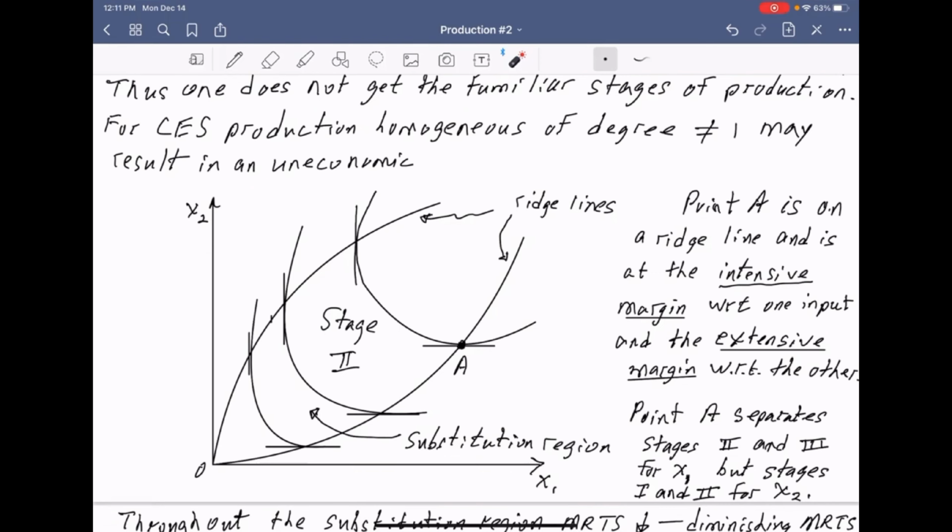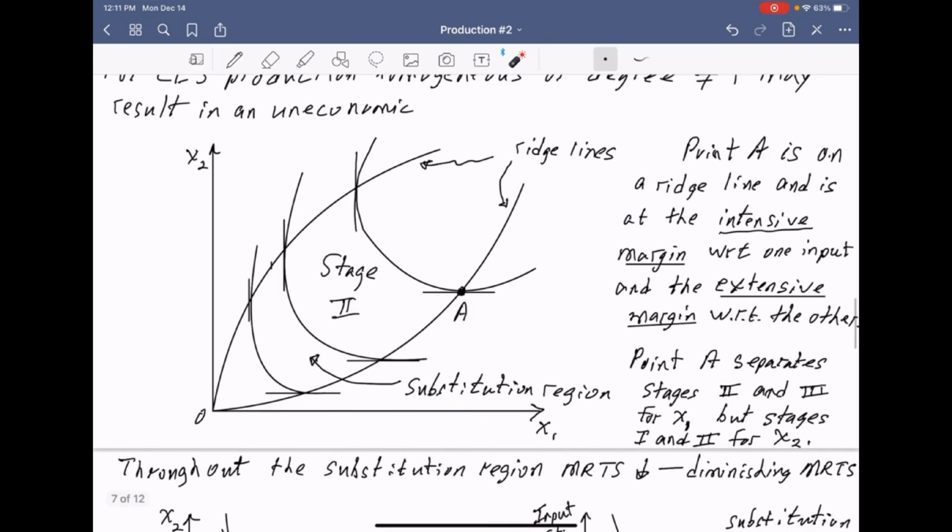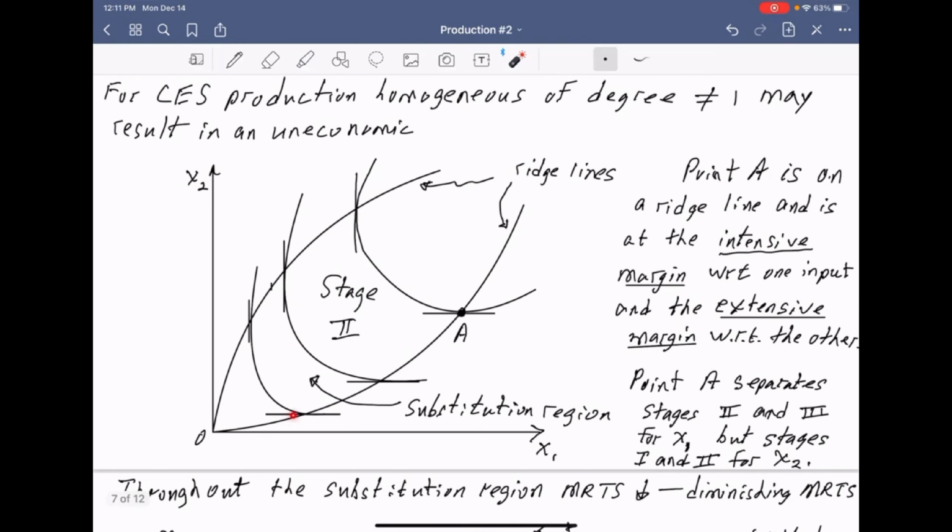And if you look at this particular diagram, we see these ridge lines here and here, where the slope of an isoquant is vertical at this point, and it's horizontal at this point. So you never produce in these areas outside of the ridge lines. So the only place you really produce is stage 2, much like we saw earlier. And you refer to this as the substitution region because you can substitute between x1 and x2 and stay within these ridge lines.